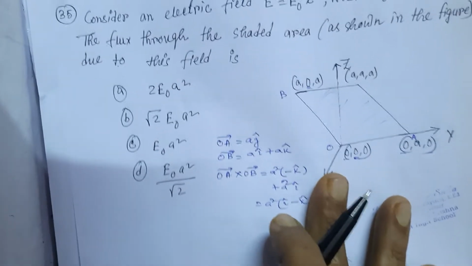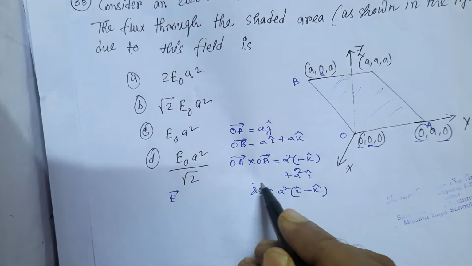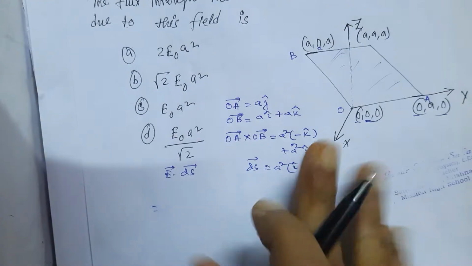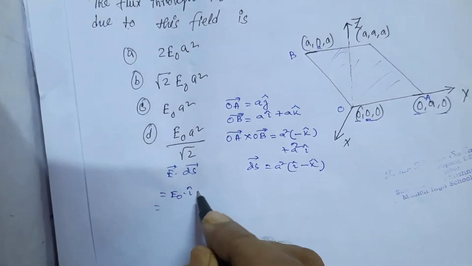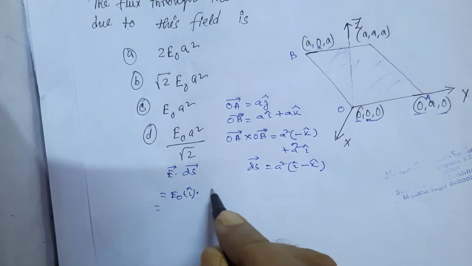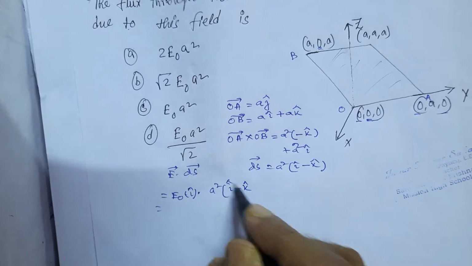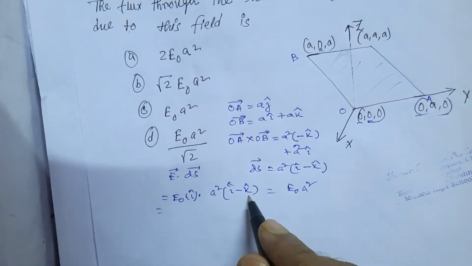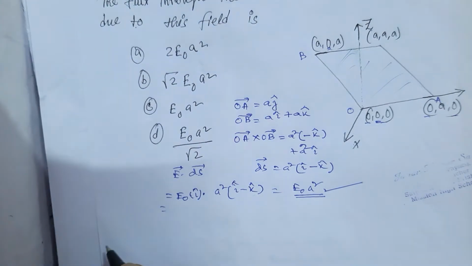What to do? You have to calculate E dot dS. E dot dS. This is actually dS. What is E? E is E0 x, that is E0 I according to us. E0 I dot A square into I minus K. So that is E0 into A square, I dot I is 1 but I dot K is 0. So E0 into A square is the correct answer.